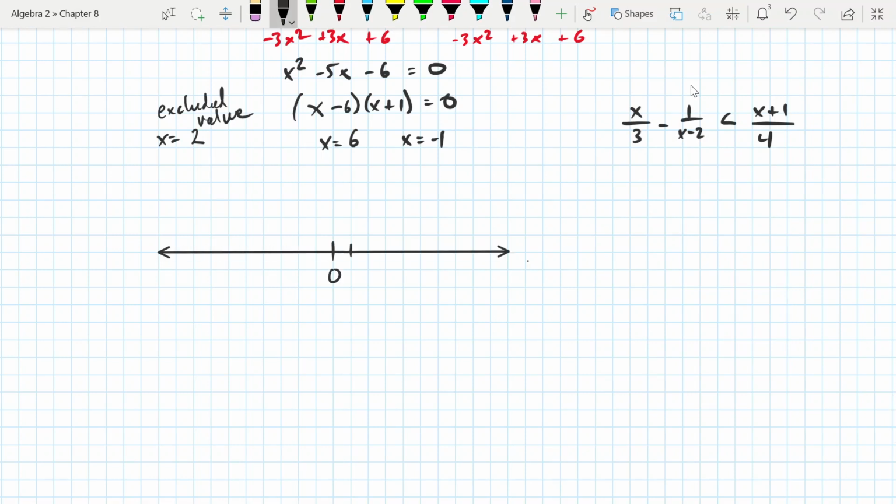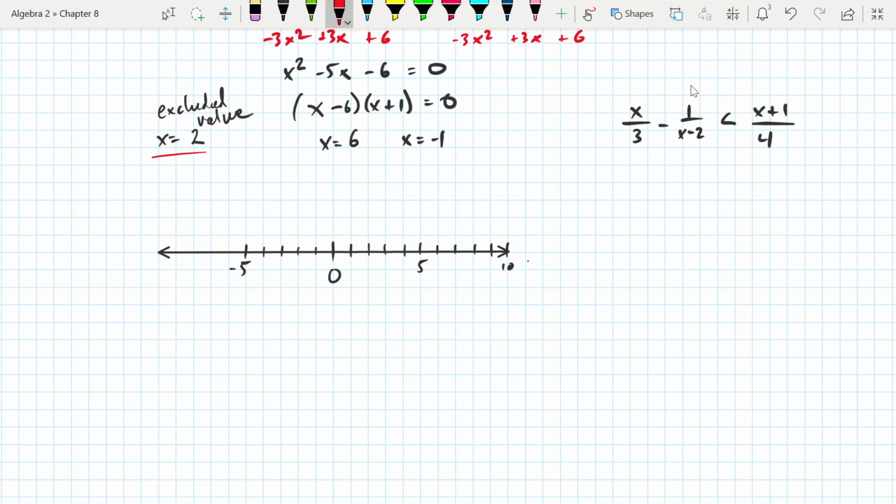There's 0, 1, 2, 3, 4, 5, 6, 7, 8, 9, 10. 1, 2, 3, 4, 5. And that's okay. That's enough right there. So here is where I'm splitting it up.